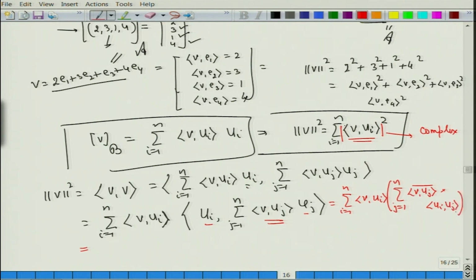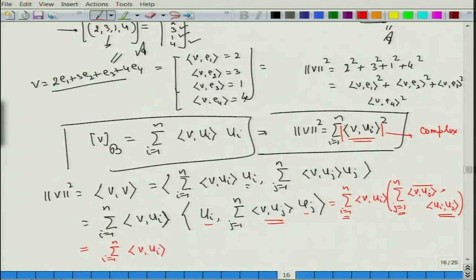This is what I have. Now what we know is that these ui's are orthonormal, so they are perpendicular, so they are 0 here. If I is fixed here, j is a variable, going from 1 to n. So I will get some contribution from here only when j is the same as I, otherwise it will be 0. So therefore I can write it as summation I going from 1 to n, fine, v comma ui.